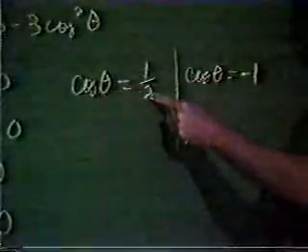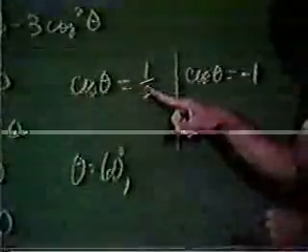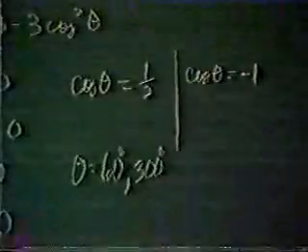Now, what angle is the cosine 1/2? Well, that's 60 degrees. Positive 60 degrees. And also, where is the cosine positive? Well, quadrant 1 and quadrant 4. So from the 1/2, we get 60 degrees and 300 degrees.